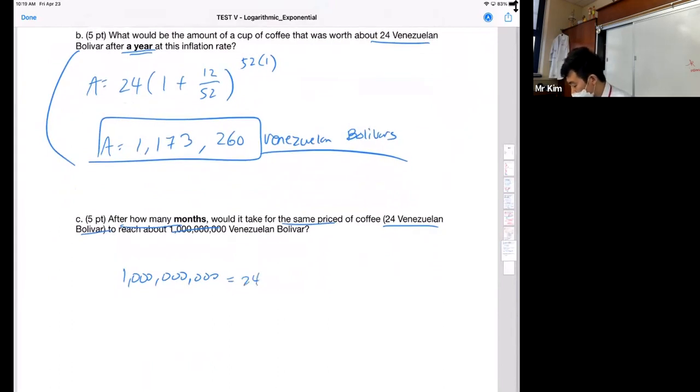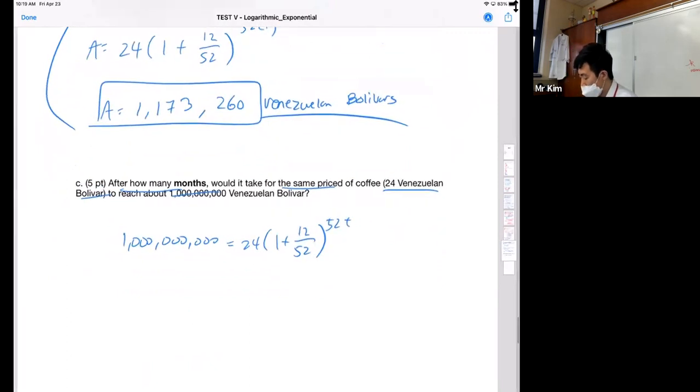But all you got to do is just set them equal to each other, right? So 24 times (1 plus 12 over 52) to the 52t, divide by 24. And some students actually forgot to put 52 up here too. I've seen so many errors with this, and they didn't really quite understand, okay, what am I supposed to do with the months? Well, solve for t, which is in years, and then after that, just multiply by 12. Solve for t. That's always in years, right?